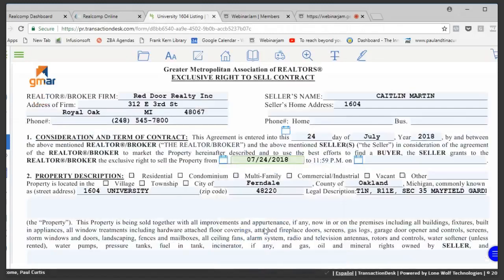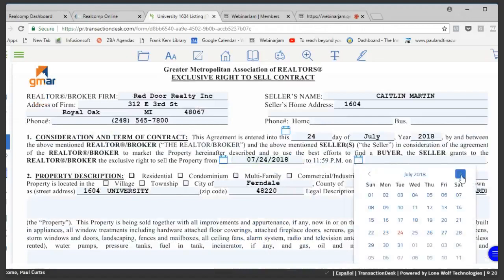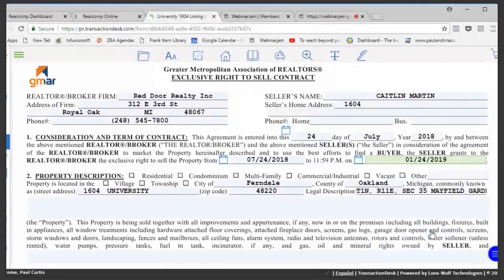24th. And I like to have my listings go for 6 months as a minimum generally. That should give you plenty of time in this market especially to sell the property as long as it's priced correctly. So that means we'll go January 24th, 2019.